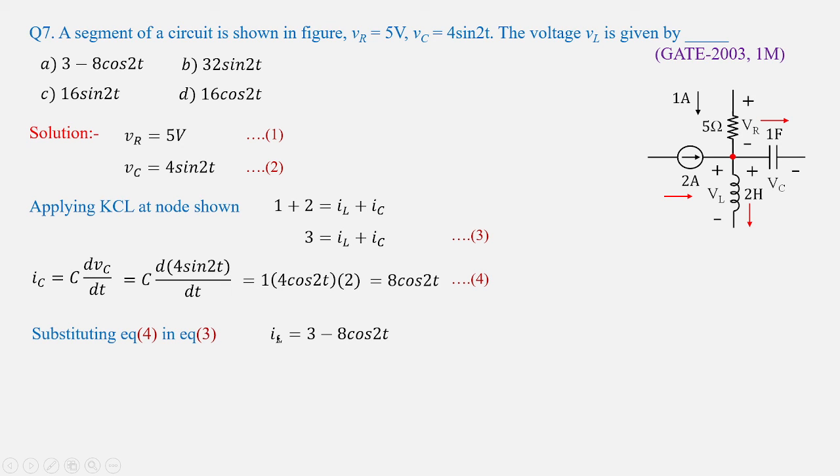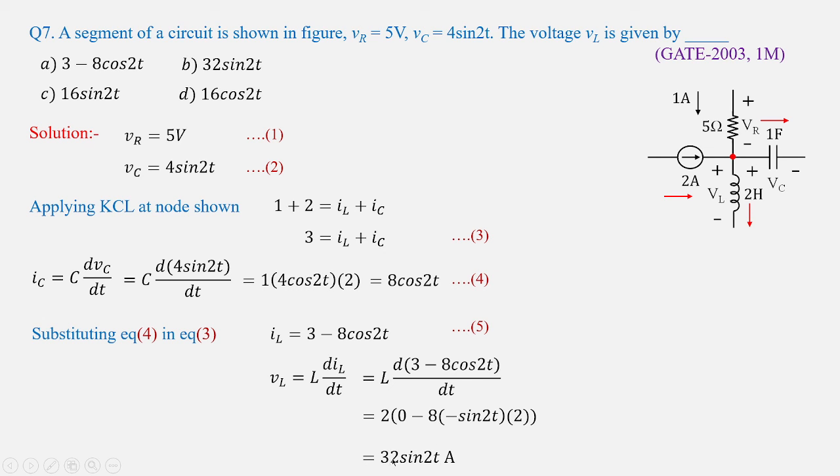Now once I get the value of IL, my interest is to obtain the value of voltage across the inductance. So framing this equation as 5, the voltage across the inductor is equal to L di by dt. I is nothing but IL. So L value kept as it is, d by dt of 3 minus 8 cos 2t. So differentiation of this particular parameter will give you the value as 2 times of 0 minus 8 of minus sine 2t multiplied with 2. Cos derivative is minus. So I'm going to get the value as 32 sine 2t. In fact, option B is the right answer.